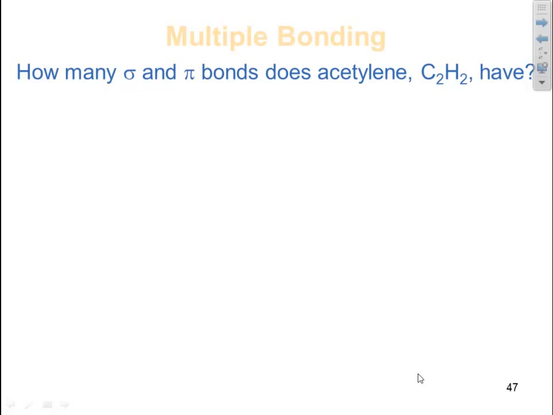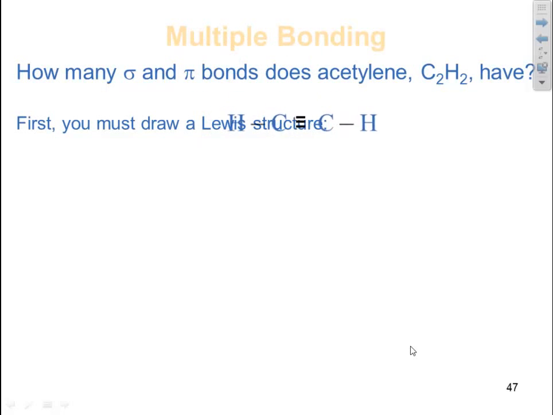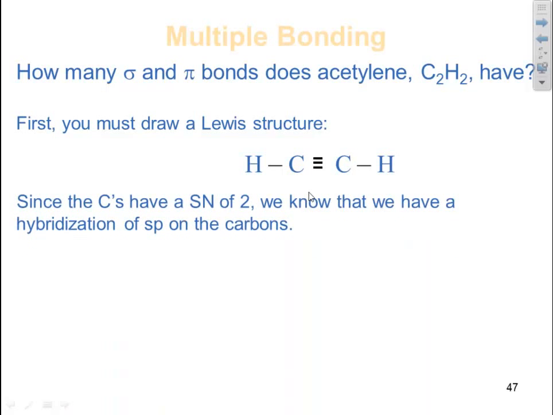Let's see if we understand. How many sigma and pi bonds does acetylene have? C2H2. Well, first off, you're going to have to draw the Lewis dot structure, right? If you draw the Lewis structure, you're going to come up with this arrangement where you have a single bond between carbon and hydrogen and a triple bond between carbon and carbon. Since the carbons have a steric number of 2, we know that we have a hybridization of sp on the carbons. Okay, so we have an sp overlap between this carbon and this hydrogen, and this carbon and this hydrogen, and then you have an sp overlap between the two carbons.